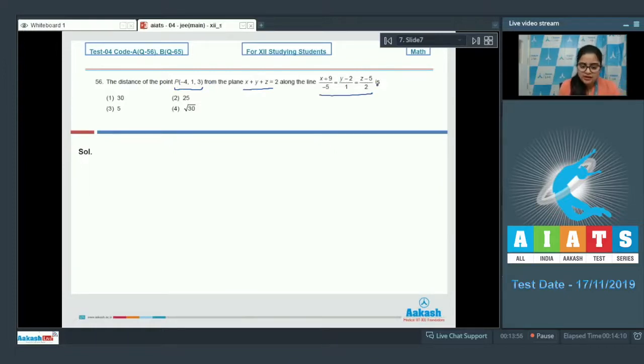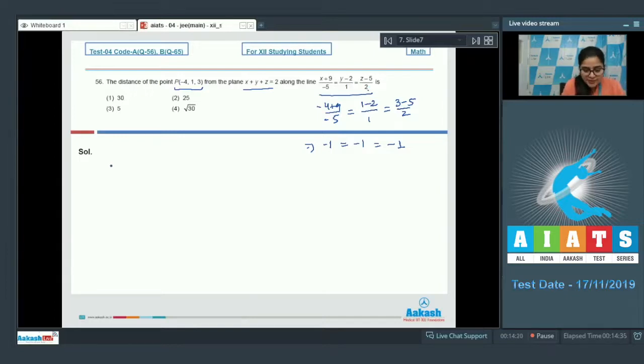First of all, just check whether point P lies on this line or not. Just substitute here: (-4 + 9)/(-5) = (1 - 2)/1 = (3 - 5)/2. Just check, you are getting -1 equal to -1 equal to -1. So, point P lies on this line.